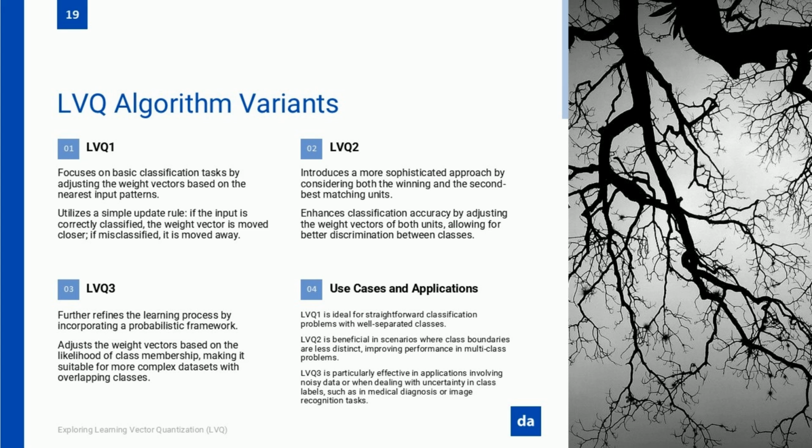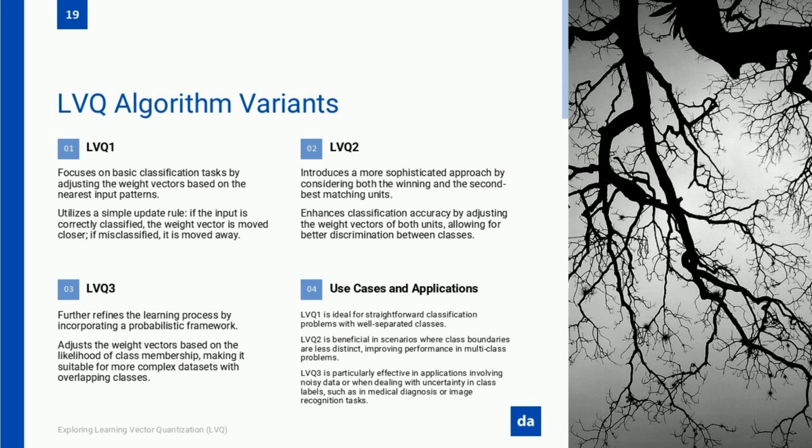So which one should you use? If you're dealing with simple, well-separated data, LVQ1 works just fine. If your data has fuzzy class boundaries, LVQ2 is the better choice. And if your dataset is noisy, constantly evolving, or highly imbalanced, LVQ3 is your best bet.